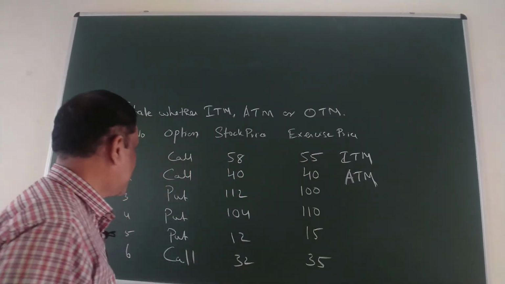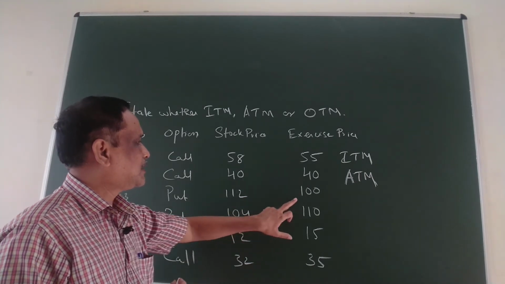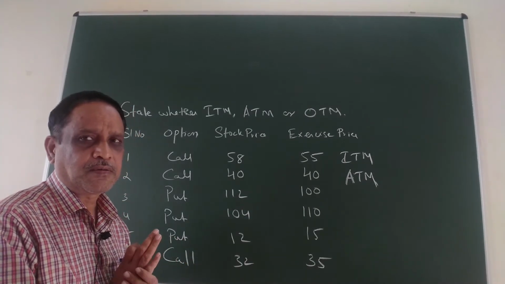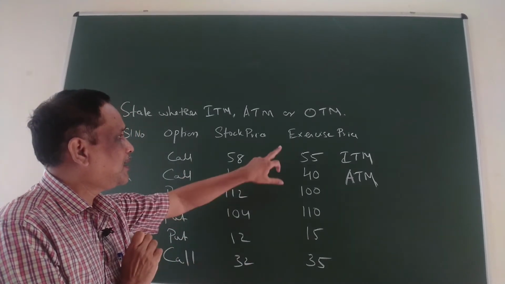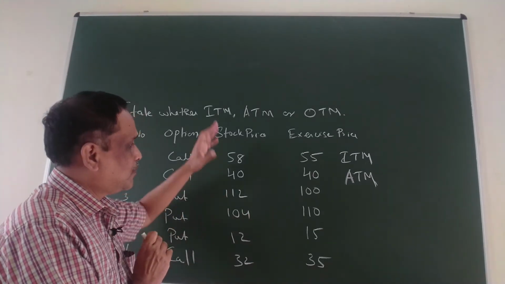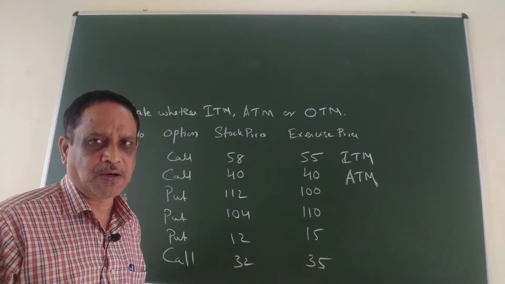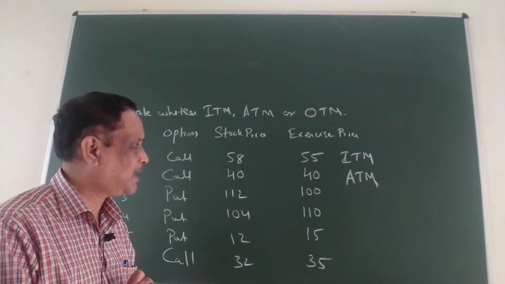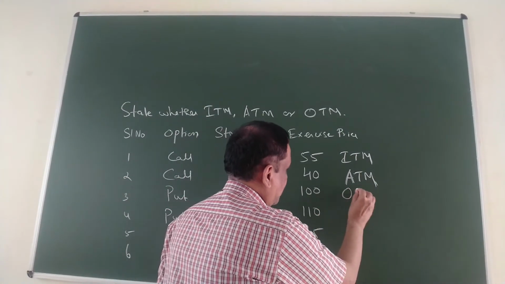Okay, and third one, put. Stock price is 112, exercise price is 100. You will know a put gets its value when the price falls, when the price is coming down. Here exercise price is 100, share price is 112. It means only if the stock price comes below 100 will there be value for the option. Now the option does not have any intrinsic value, only time value. So we call this an out of the money option or OTM.